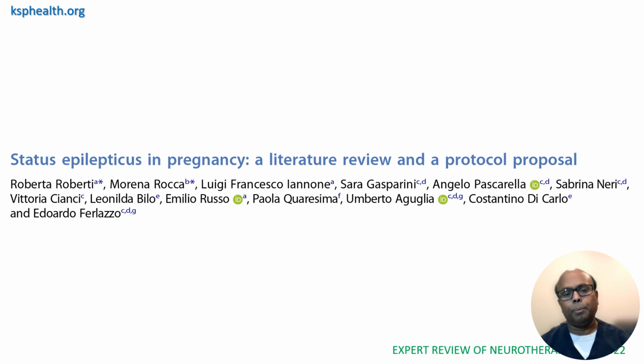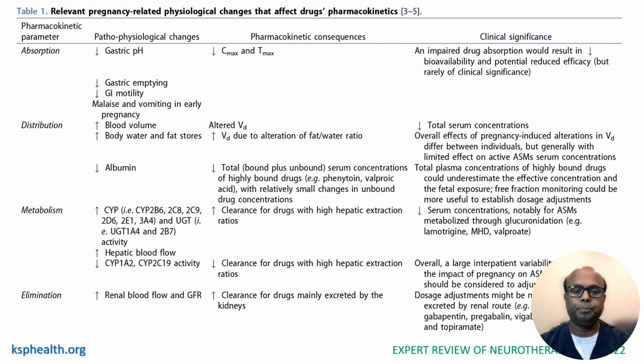Let us review status epilepticus in pregnancy, literature review, and protocol proposal. In pregnancy, one should keep in mind that gastric pH is lower, there is delayed gastric emptying and decreased GI motility, blood volume is higher, albumin is lower, and there are other metabolic changes, and there is a faster elimination because of increased renal blood flow. That all needs to be considered when you are choosing the medication.